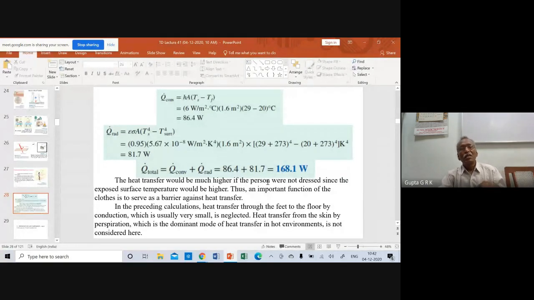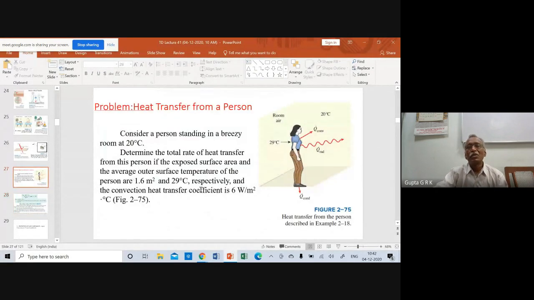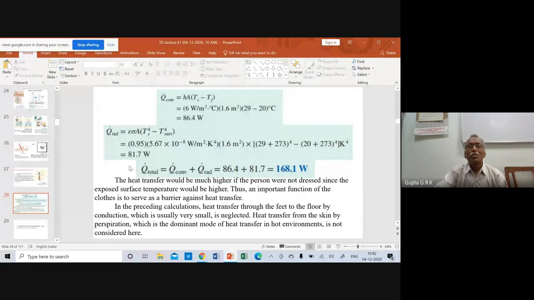So in normal situations, you can easily understand how to find out these things by seeing such practical problems. And here some of the things are neglected. The heat transfer would be much higher if the person were not dressed, since the exposed surface temperature would be higher. Thus, an important function of the clothes is to serve as a barrier against the heat transfer. So when you are wearing clothes, it forms a barrier for the heat transfer. And another thing, in the preceding calculation, heat transfer through the feet to the floor by conduction we have not considered, but because it is very small, it is neglected.